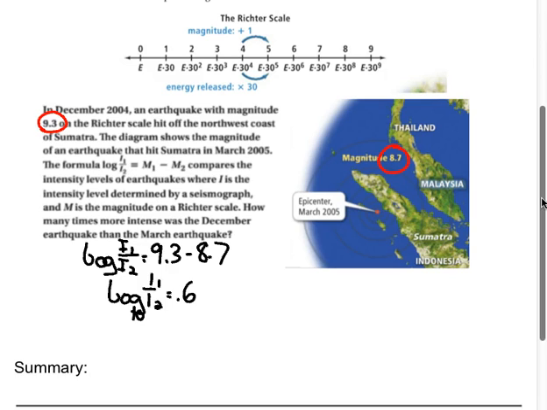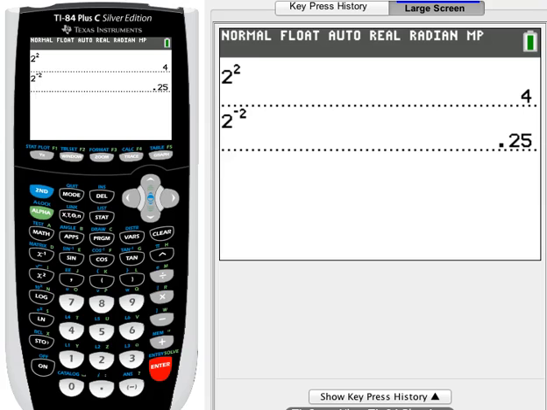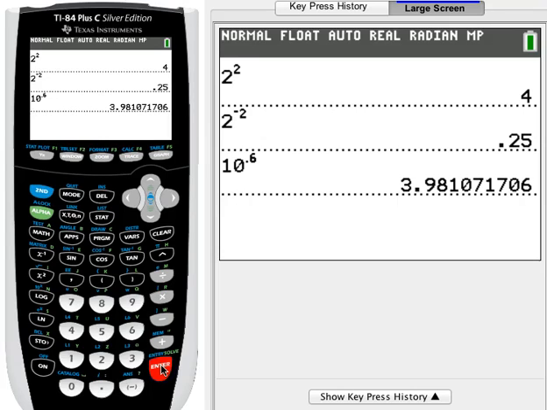So if we want to compare the intensities, we have to break it free from the logarithm, okay? To break it free from the logarithm, remember, we learned some of those manipulation techniques, okay? If we use Mr. Loopy on this, 10 to the 0.6 equals I1 over I2, we can use that to compare these intensities, okay? So really all we have to do is let's plug that into the calculator. 10 to the 0.6 power. So it was almost 4 times greater, okay? 4 times stronger.